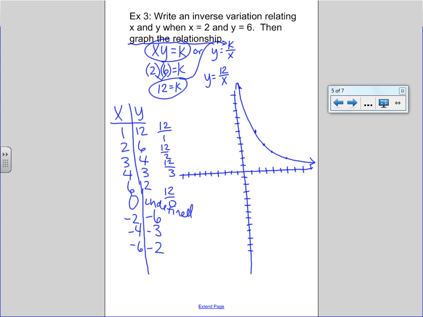Now at 0 it's undefined. We show it is getting closer and closer here on this end, but it's never going to go through that 0. It'll get as close as possible, but it will never go through 0 because it's undefined there.